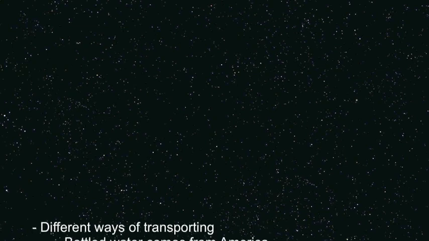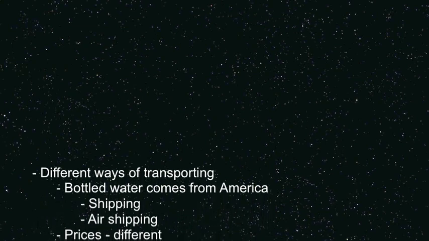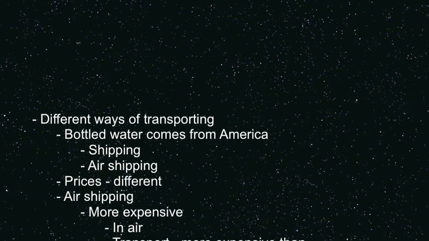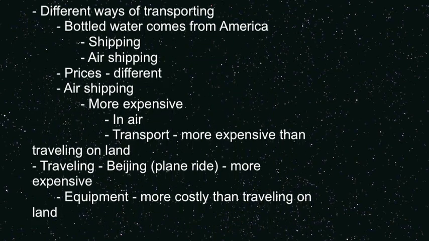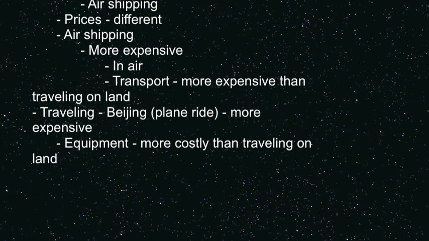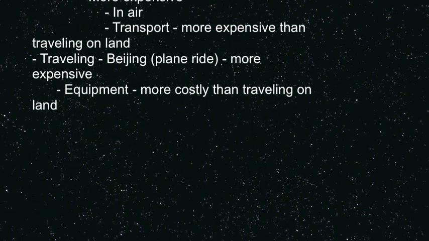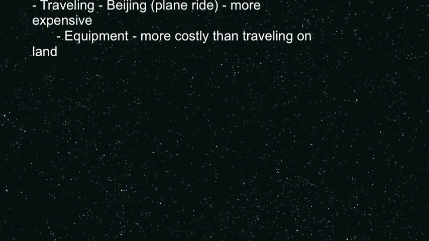There are different ways of transporting the water that we drink now. For example, some of the bottled water comes from America by shipping or air shipping. However, the prices of shipping and air shipping are different. Air shipping is more expensive than traveling on land.